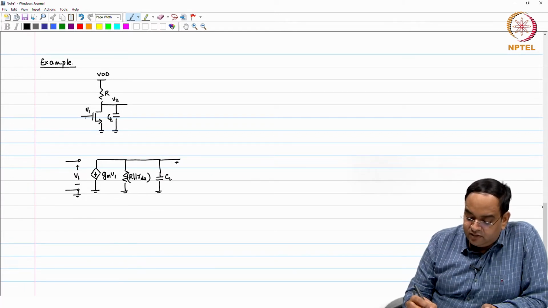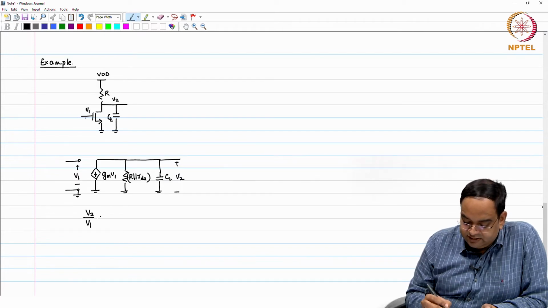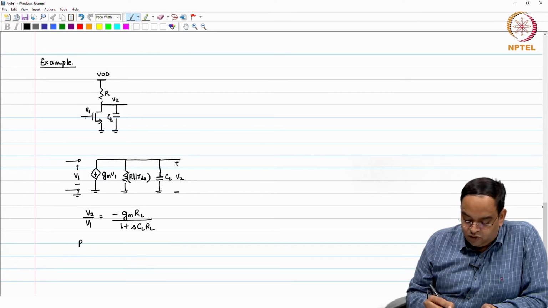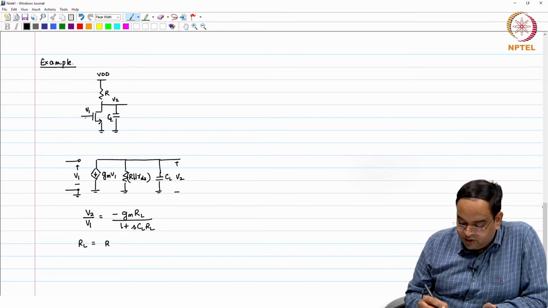So, this is the model. V2 by V1 is simply minus gm times RL divided by 1 plus s CL RL. What is RL? RL is your R parallel rds.